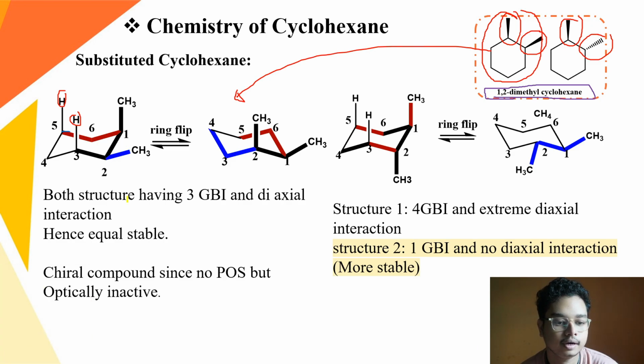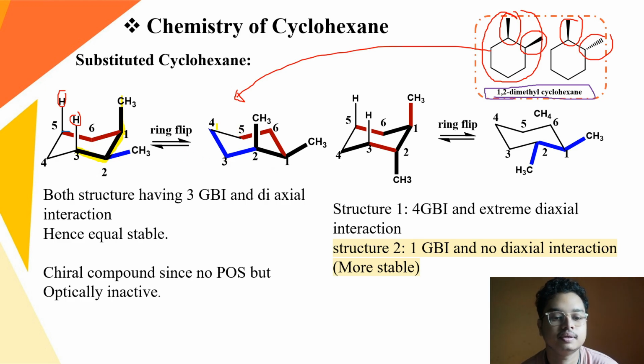And if you find another Gauche butane interaction, this is 1, 2, 3, 4. So this will be your third. The black colored bond is one Gauche butane interaction. This black to red is the second Gauche butane interaction. Similarly, this black to blue is the third Gauche butane interaction. So in the axial form we got this.